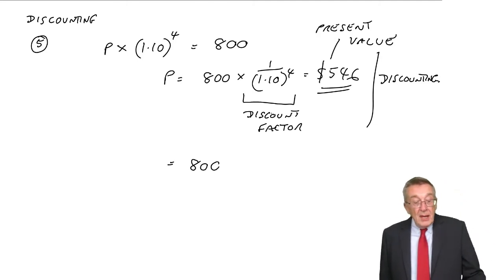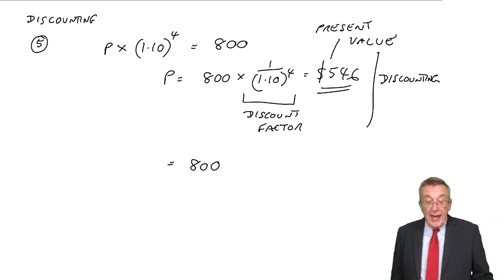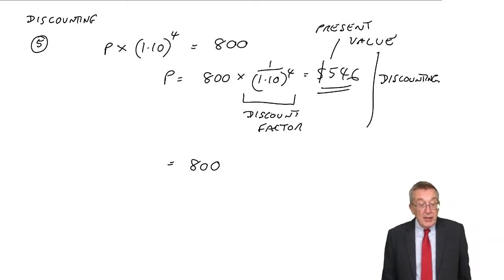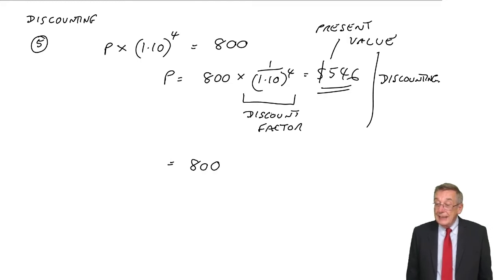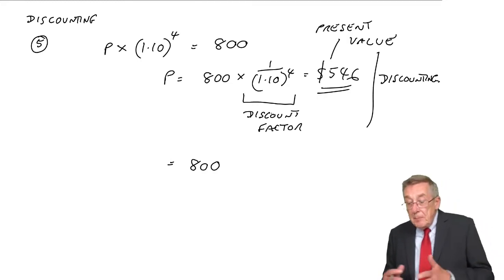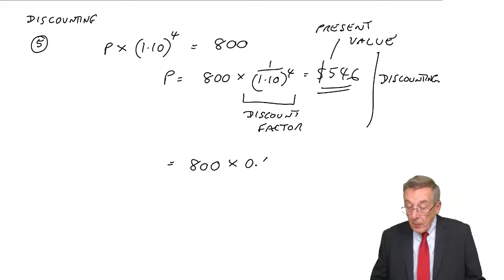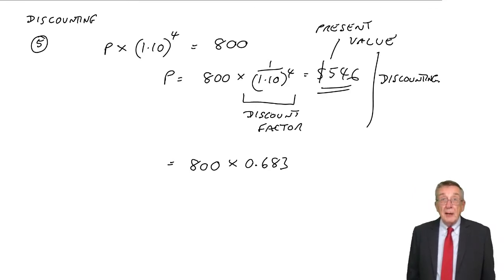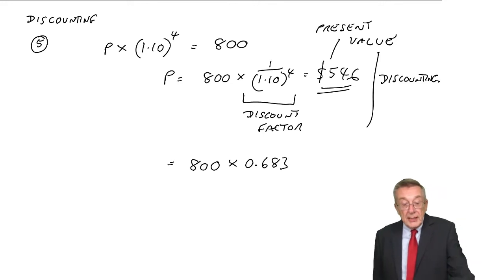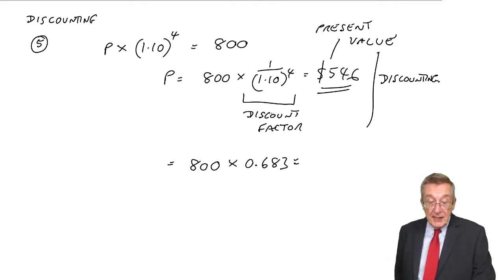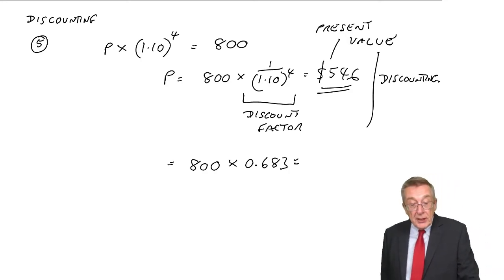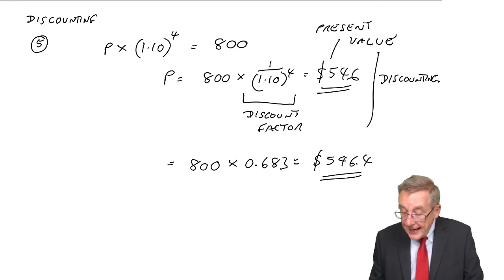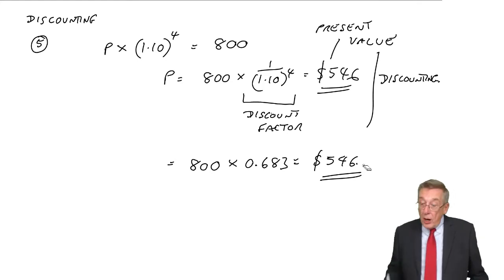So here, instead of multiplying by 1 over 1.1 to the power 4, if you look on these tables at the 10% column, because it's 10% interest, and at the 4-year row, you'll see 0.683. And that is 1 over 1.10 to the power 4, but it's calculated for you. And if we multiply 800 times 0.683, I get 546.4. To the nearest dollar, 546.